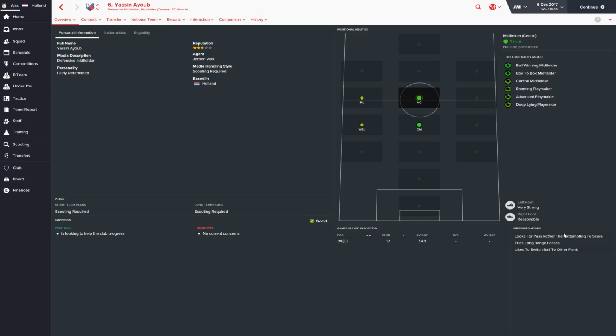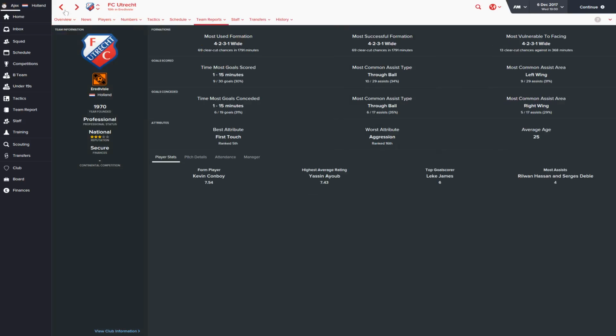Can look at preferred moves here to get a bit of an indication about how he plays as well. So we see here a lot of passing ones. So he looks for the pass, long range passes, and switch ball to the other flanks, which is interesting. So that's some good information to know. Alright, so that's that one.